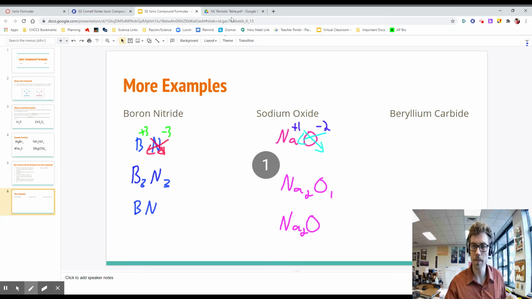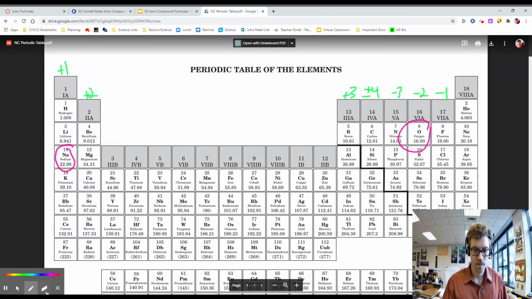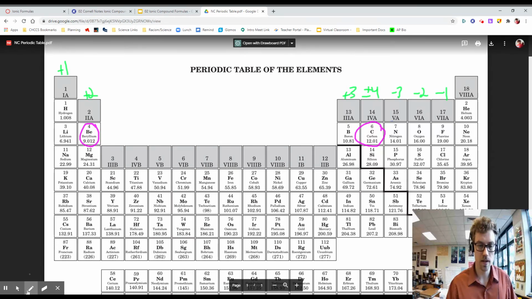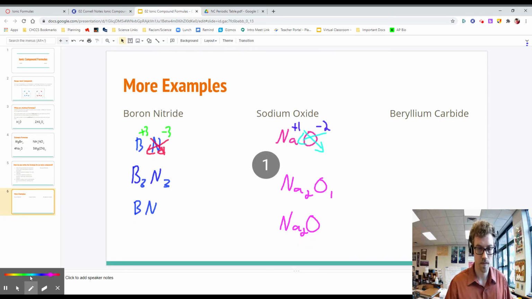All right, we'll do one more example together. Beryllium carbide. So we got to look at our periodic table. Looking for beryllium. Okay, so beryllium is over here on the left-hand side of the periodic table. So there's beryllium, and then carbide is going to be carbon. So we've got beryllium and carbon. So that is going to be Be and C.